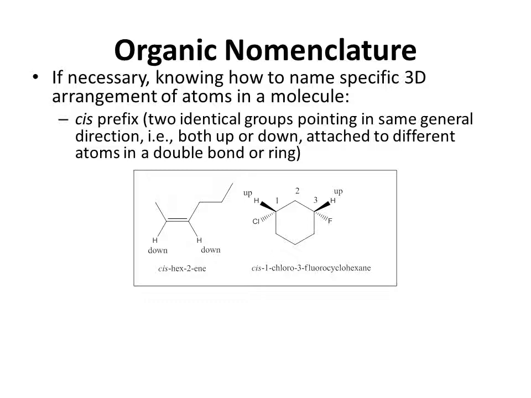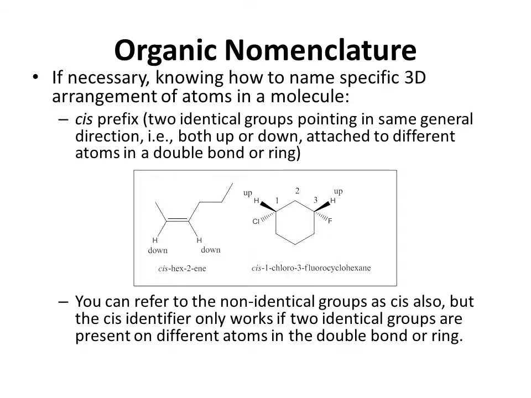In the ring example, you have hydrogens at positions 1 and 3 pointing up, and there are other substituents at positions 1 and 3 as well, a chlorine and a fluorine. So the full name for this is cis-1-chloro-3-fluoro-cyclohexane. You can refer to the non-identical groups, for example the chlorine and the fluorine in the ring, as cis also. But the cis identifier only works if two identical groups, in these cases the hydrogens, are present on different atoms in the double bond or ring.